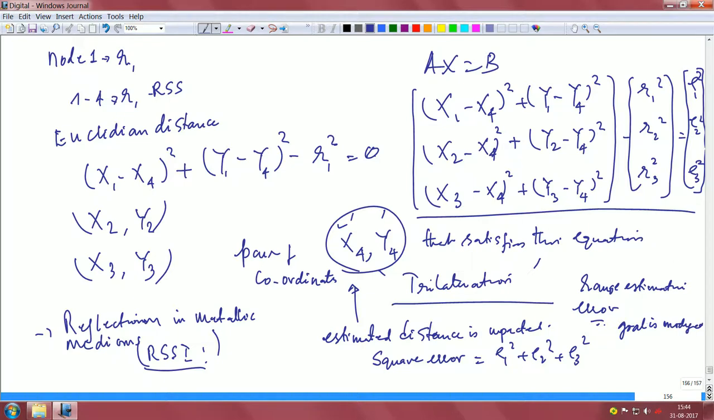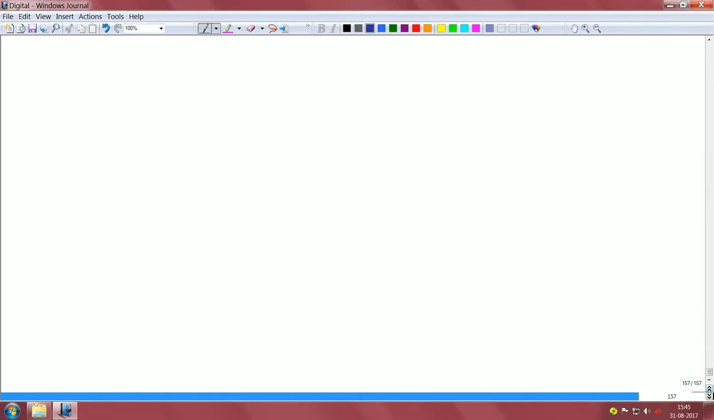Because I have a problem with RSSI in its measurement accuracy for several reasons, I will modify the goal, and the new goal becomes to find the x4, y4 that minimizes the square error. This is all you can do. You can never get it to 0. That is the point.